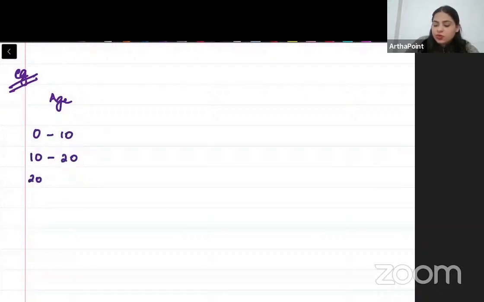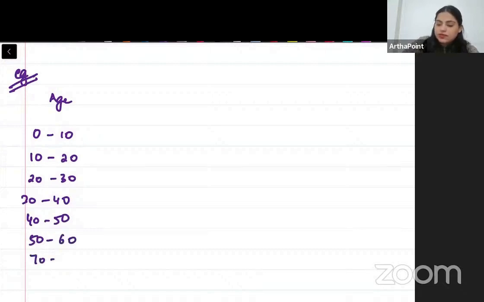Okay, so let us go ahead and have, let's say, age here. And my age can be 0 to 10, 10 to 20, 20 to 30, 30 to 40, 40 to 50, 50 to 60, and 60 to 70. This is my age group that I have taken. Now, let us take some frequencies. I will just explain what is CF, beta.